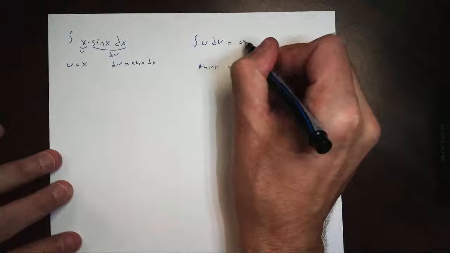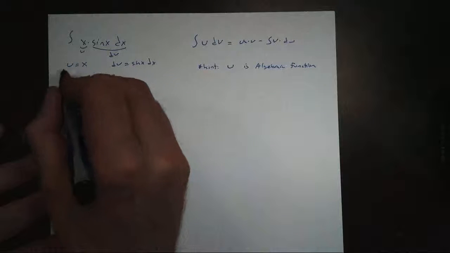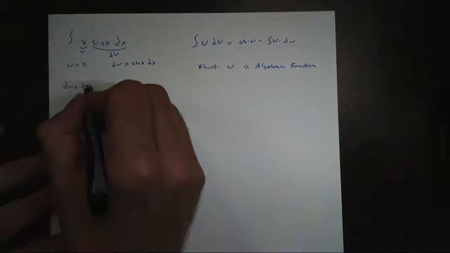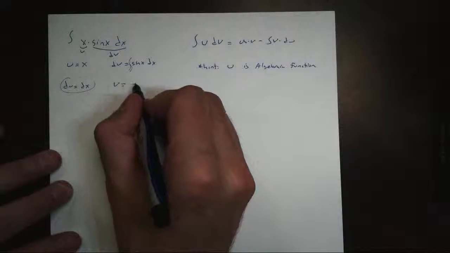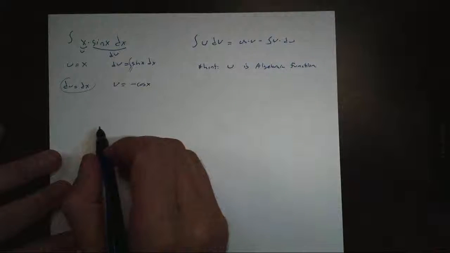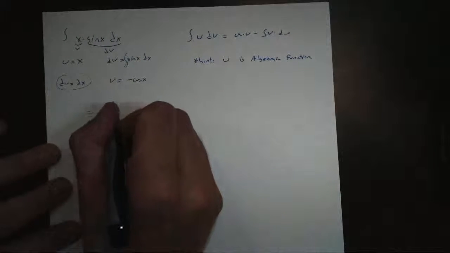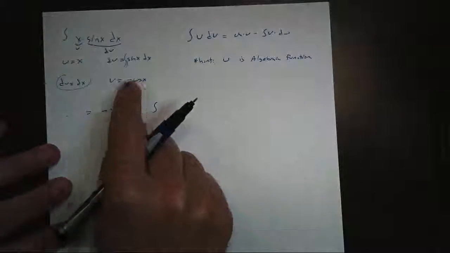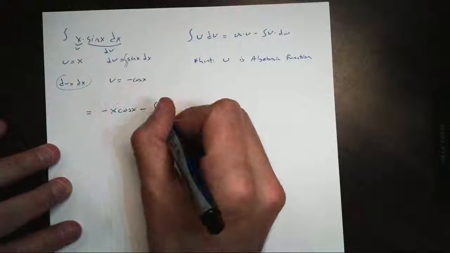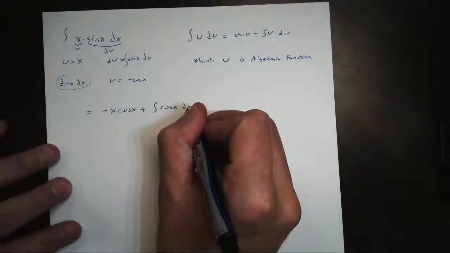I need this uv minus the antiderivative of v du. So we get du equals dx, nice, and v, I take the antiderivative and I get negative cosine of x. And I just plug it in. We get u times v, so negative x cosine of x minus the antiderivative of v du. So that's negative. If I factor out the negative, that becomes a positive cosine of x dx.